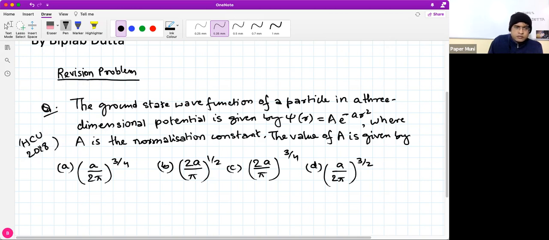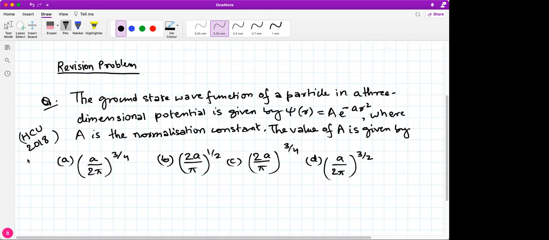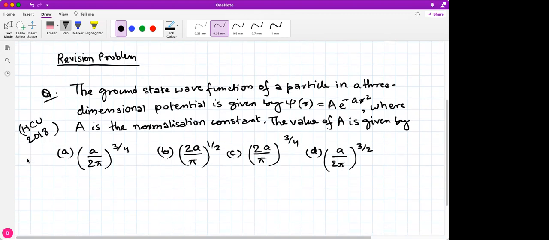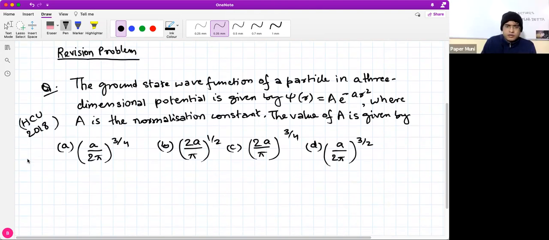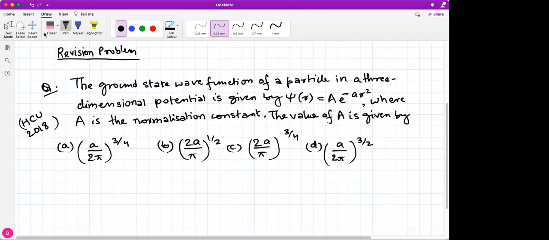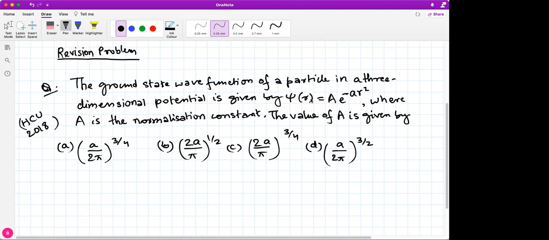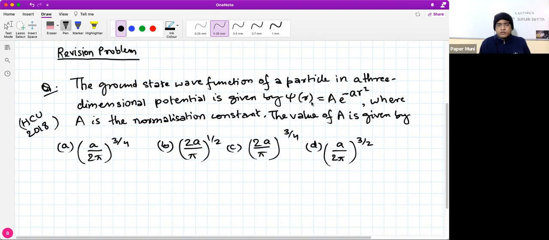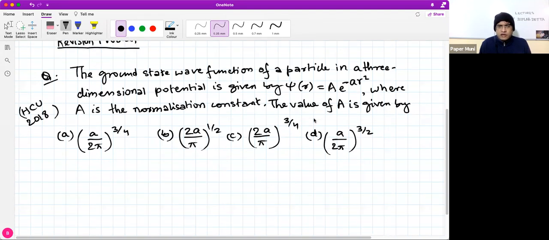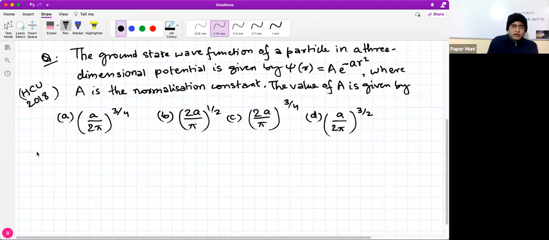Is it e to the power minus a r square? Yeah, this is e to the power minus a r square. All right, so the wave function is given to you, and it is asking about the normalization constant.